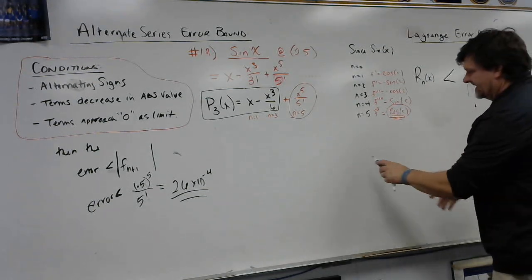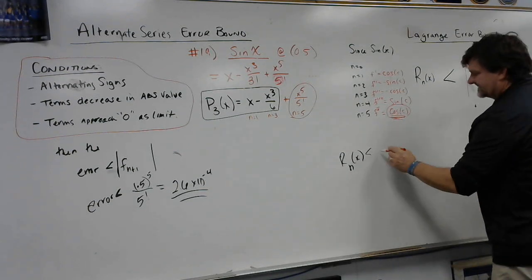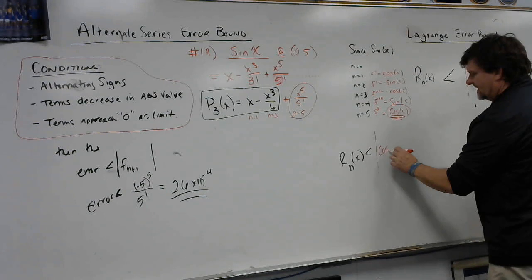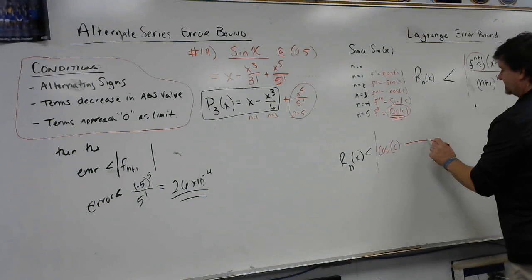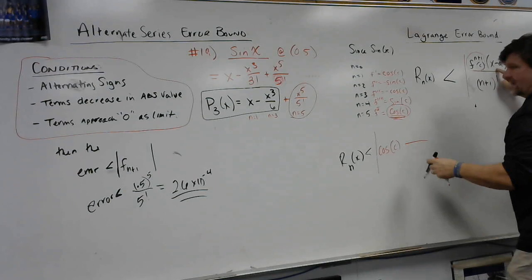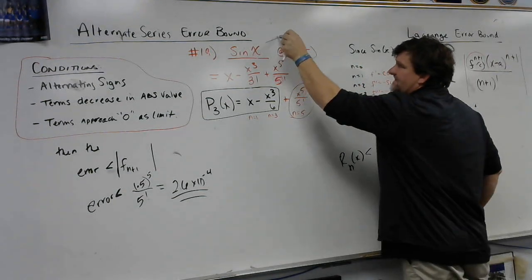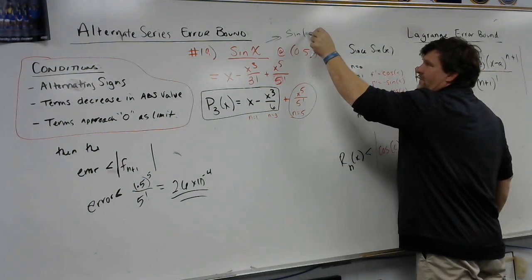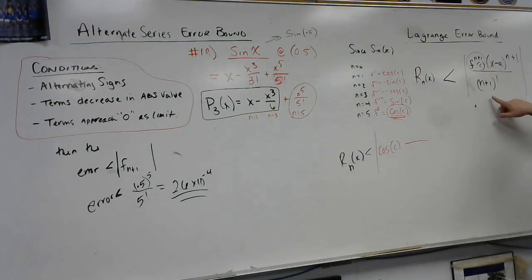So when we're dealing with this, we are going to get this, and it's going to be the absolute value of the cosine of the c, which is going to be the center, and then we're going to multiply that by x minus a. X minus a is 0.5, because that's how far off we are. That's where we want to evaluate it. I believe in the problem it says sine of 0.5, and we're estimating that piece. So how far away is it? Well, our center is 0, so this is going to be 0.5.